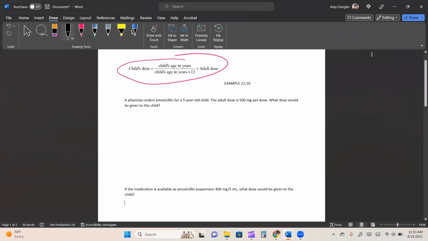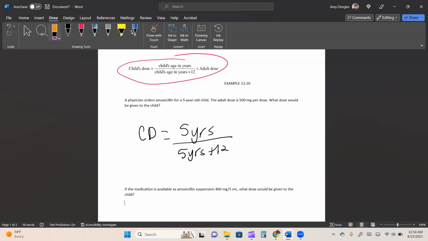We're going to use this formula here. The child's dose is equal to the child's age in years over the child's age in years plus 12 times the adult dose. So the CD is equal to child's age in years, which is 5 years, and then their age in years plus 12. And we're going to multiply that by the adult dose, AD, which is 500 milligrams.